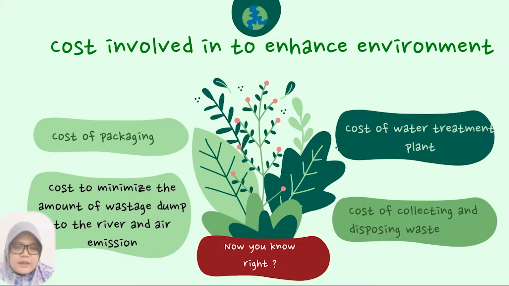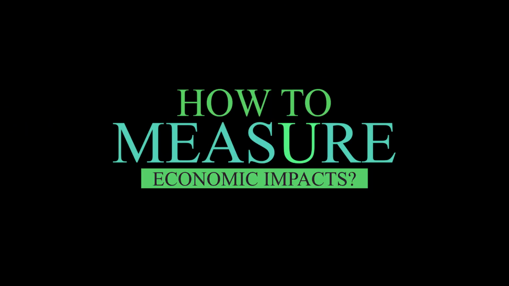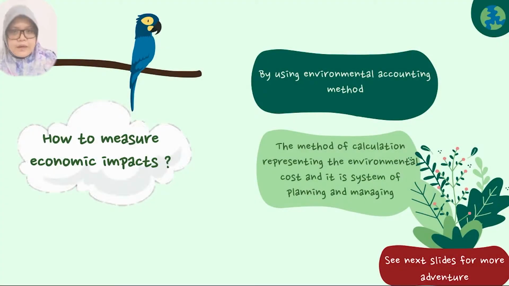So that's all for the examples of costs involved in enhancing the environment. Let's go to the next slide. The next slide is on how to measure economic impacts on the environment, which is by using an environmental accounting method such as input or output analysis, flow cost accounting, activity-based costing, and life cycle costing.